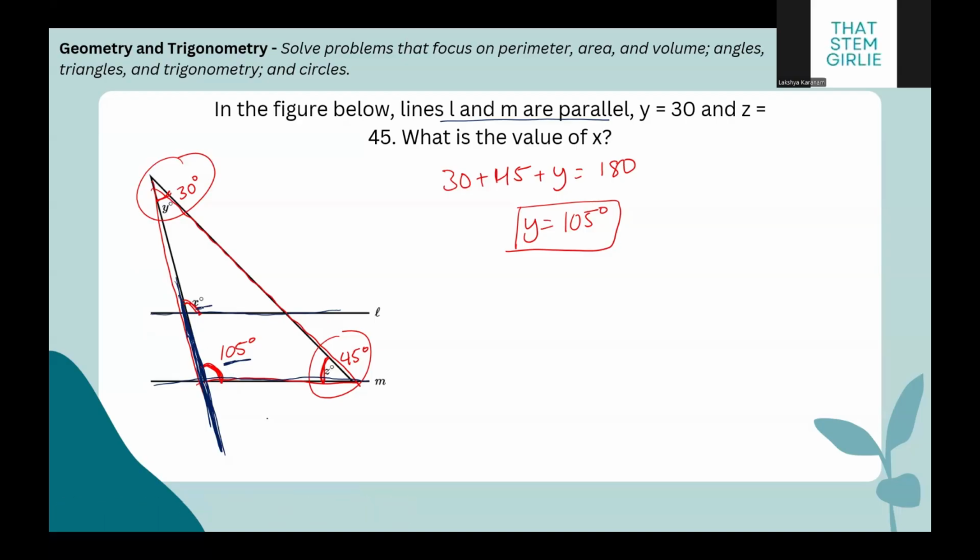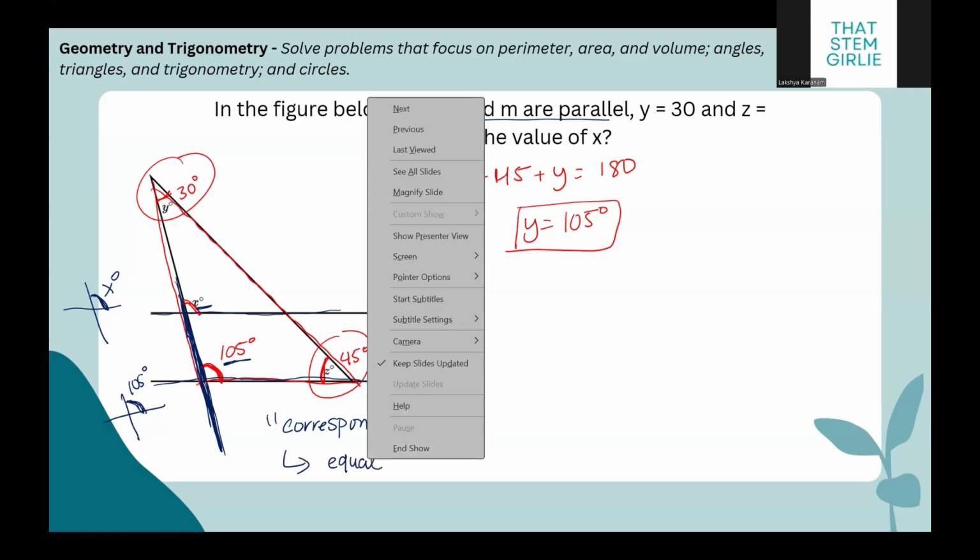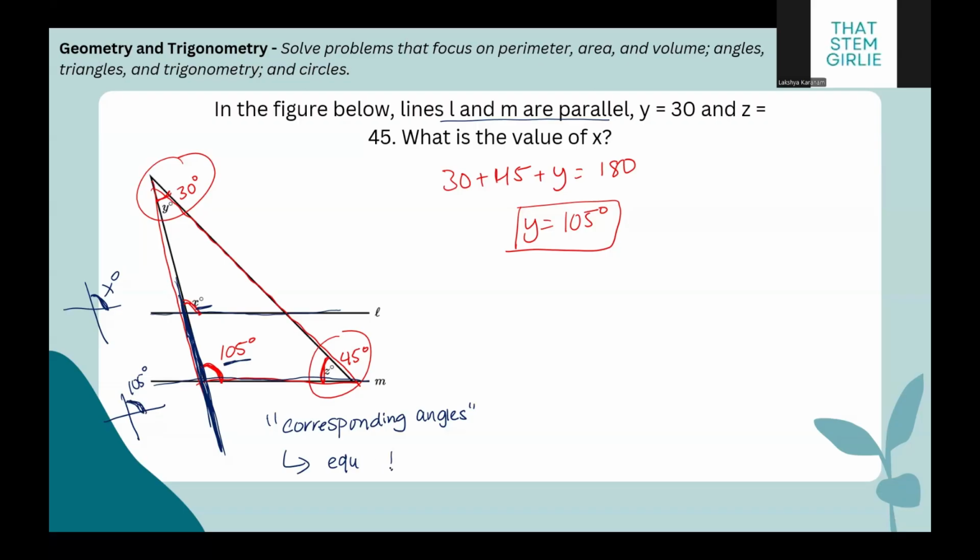So 105 and X are what we call corresponding angles. And they're called corresponding angles because they are at the same relative position of each respective intersection, right? So for this intersection, x degrees is right here. And then in the bottom intersection, 105 degrees is right here. So those are corresponding angles, and corresponding angles are equivalent to each other. They are equal, which means that x degrees is 105 degrees.